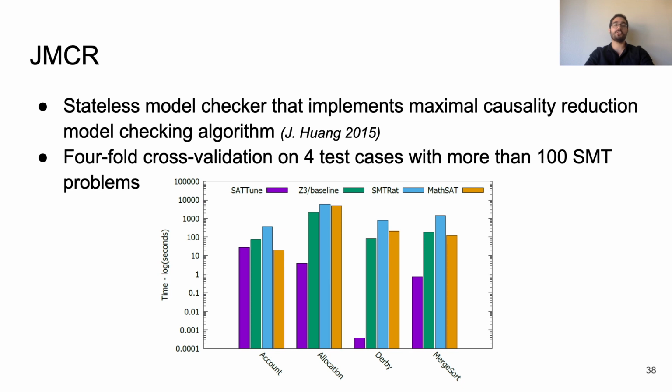The first benchmark is JMCR, which is a stateless model checker that implements the maximal causality reduction algorithm. It uses order constraints to generate new executions. We use 4-fold cross-validation on 4 test cases.